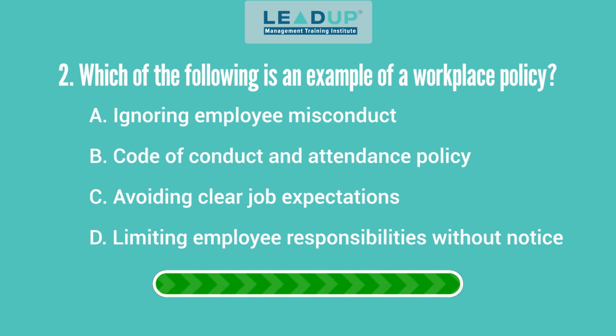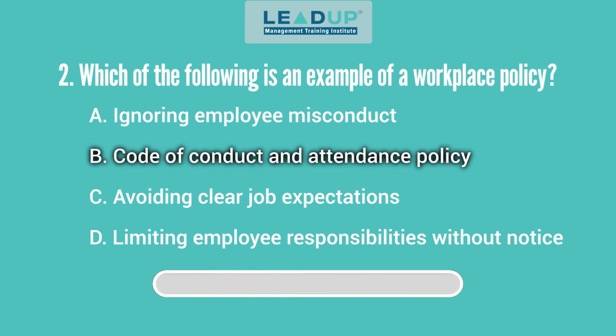Question 2. Which of the following is an example of a workplace policy? A. Ignoring employee misconduct. B. Code of conduct and attendance policy. C. Avoiding clear job expectations. And D. Limiting employee responsibilities without notice. Answer: Code of conduct and attendance policy.